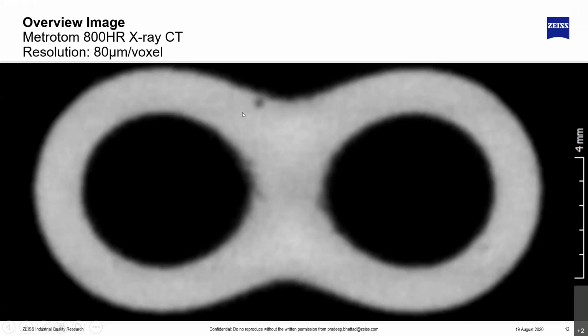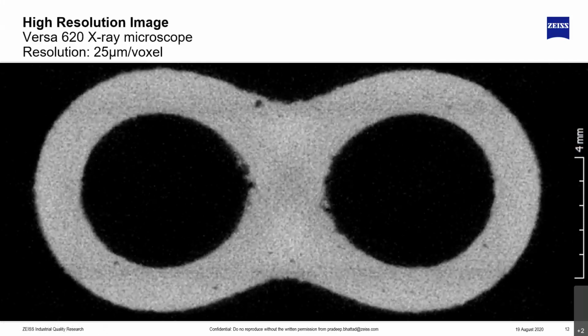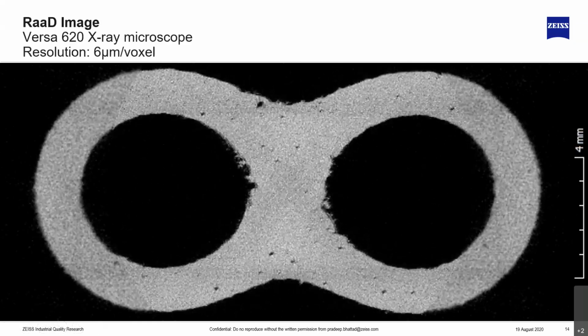Now, having identified the region that we're interested in, we can image the same part at higher resolution. It starts revealing more details. You can start seeing the surface a little bit coarser and start revealing smaller pores which were hidden before. As you increase the resolution from 80 microns to 25 to 6 microns, you reveal even more pores, and the surface becomes more clear. And we start seeing this is actually a powder which is sintered onto the surface.